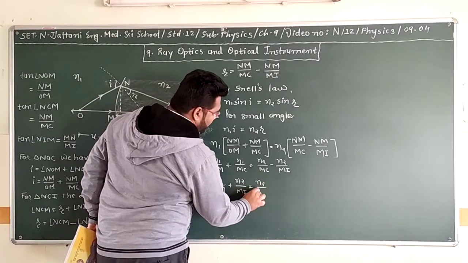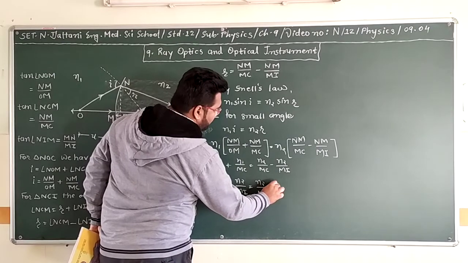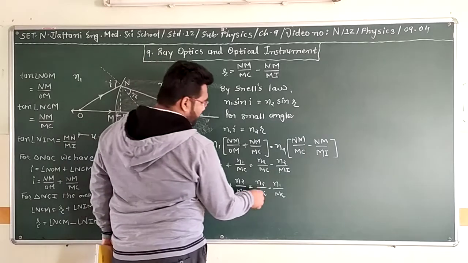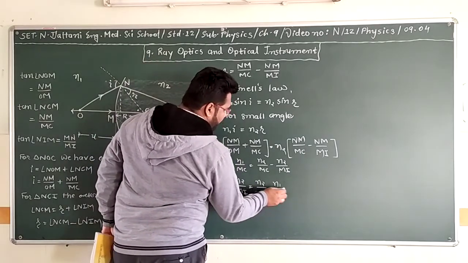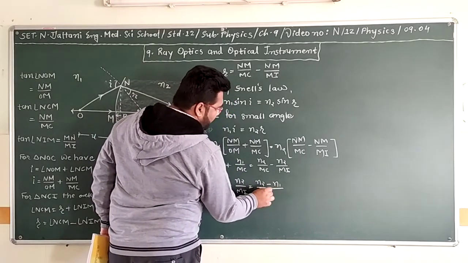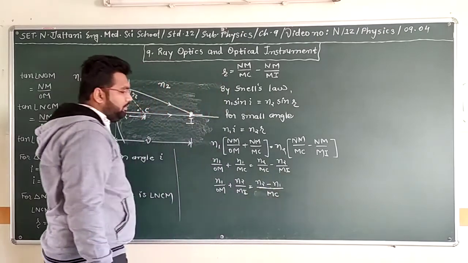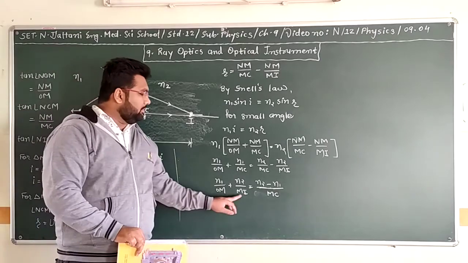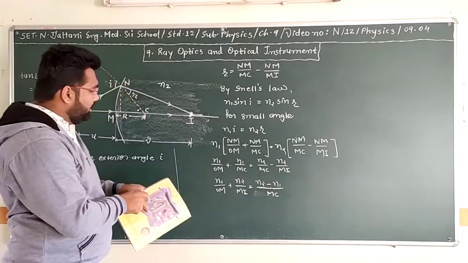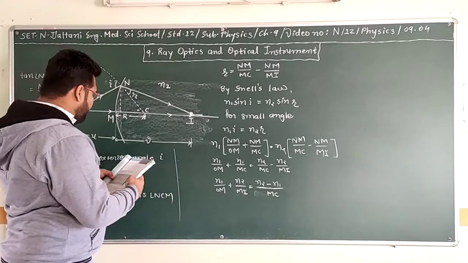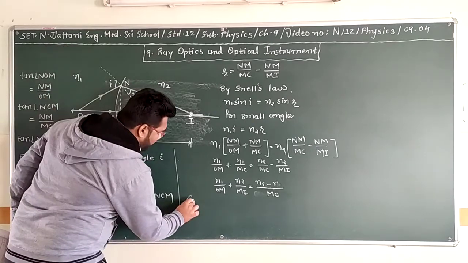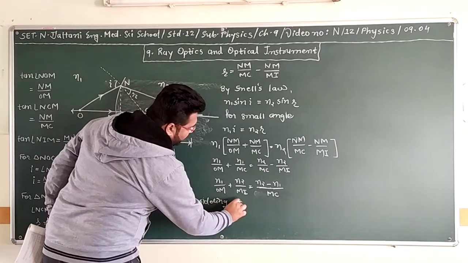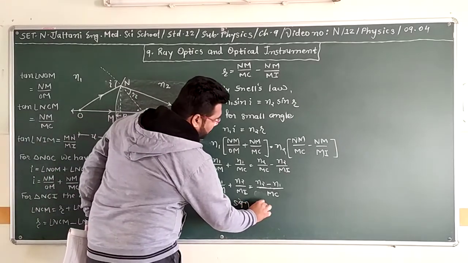So N2 upon MC minus N1 upon MC. So MC is the common denominator. So we can write here N2 minus N1 upon MC. Now we will put the value of OM, MI and MC. So we will put the value here considering sign convention.